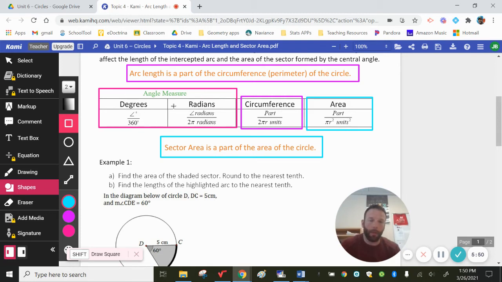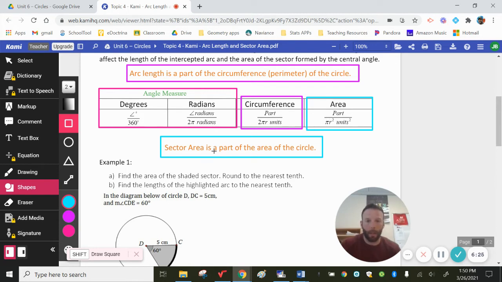Now, what we're going to do is figure out how we are measuring the angle, and then we're going to compare that to either the circumference or to the area. When we're looking for arc length, this is part of the circumference or the perimeter of the circle. And circumference is out of 2 pi r. Multiplying 2 times pi times the length of the radius is how you determine the entire circumference of a circle. The formula for the area of a circle, how you calculate the entire area of a circle, is pi times the length of the radius squared.